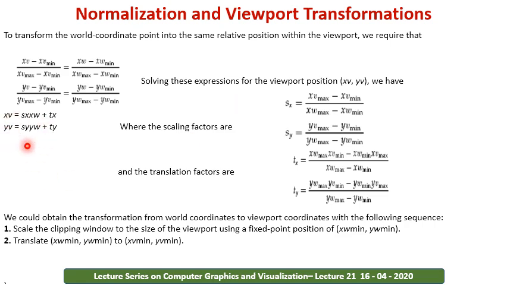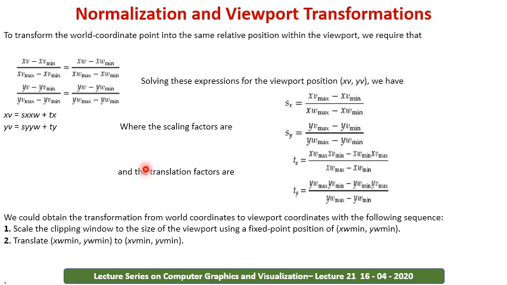we are going to use those calculated values in these equations. Once you substitute all the values of the Sx, Sy, Tx and Ty parameters, it will calculate the new relative position within the viewport, and exactly this new relative position within the viewport is mapped with a world coordinate point. To do that, we need to solve all these equations.